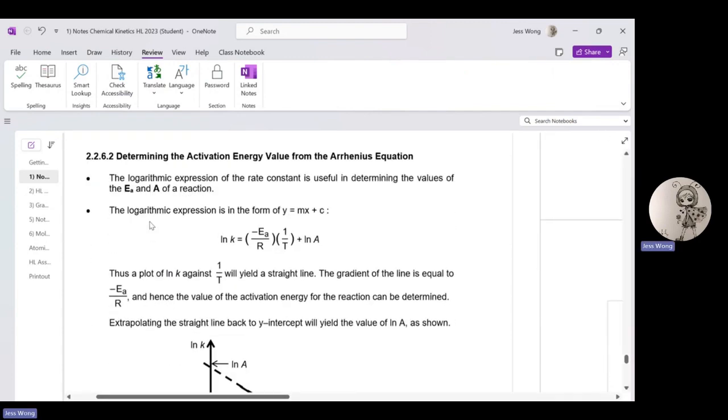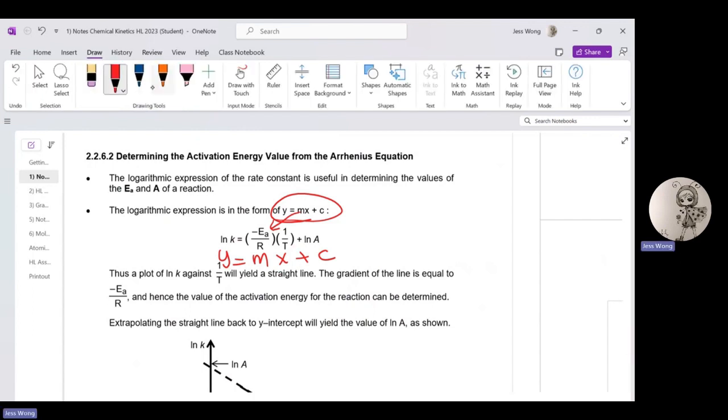Using the same equation just now, remember, once we take a log or ln of it, it looks like the form y equals mx plus c. So to find the activation energy of a reaction, you can actually plot a graph and get the gradient. What type of graph do we plot? We will plot y, which is our ln k, equals mx plus c. So we will plot ln k versus 1 over T. Remember, T must be in Kelvin.